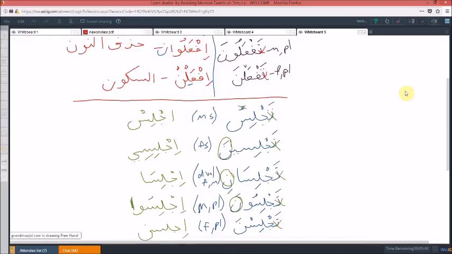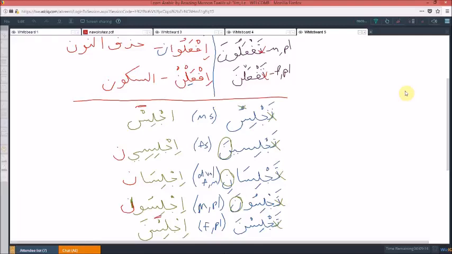Ijlisu. And here, ijlisna. Right? So I didn't do anything except change my ta here. So my seen is still with a sukoon. My sign here is a sukoon. My sign here is the hadaf noon. And my sign here is the sukoon.